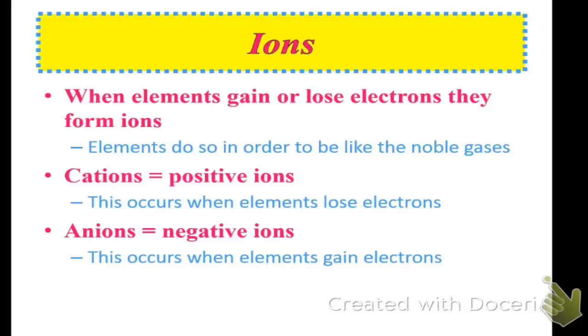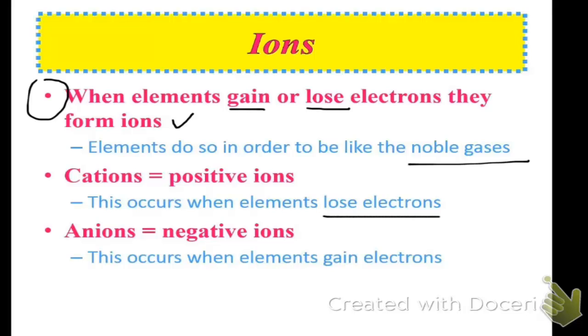That they do this is they form ions, and that's the first thing we're going to talk about: ions. Ions are when an element gains or loses electrons. They form ions so that they can become like the noble gases. So, the first possibility is when it actually loses an electron.